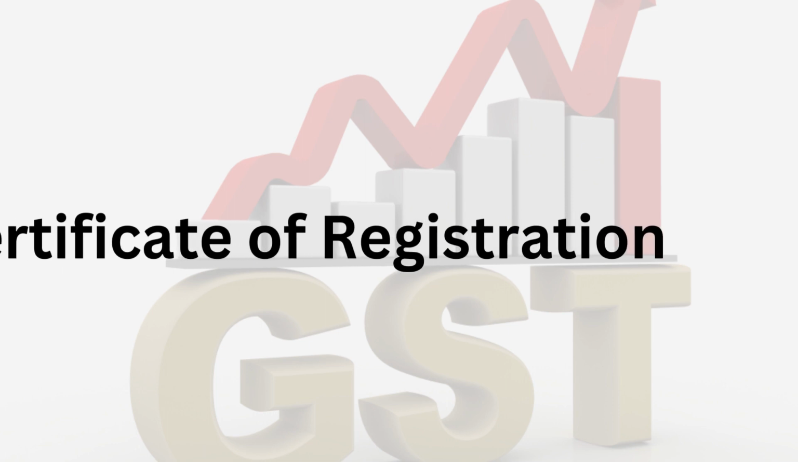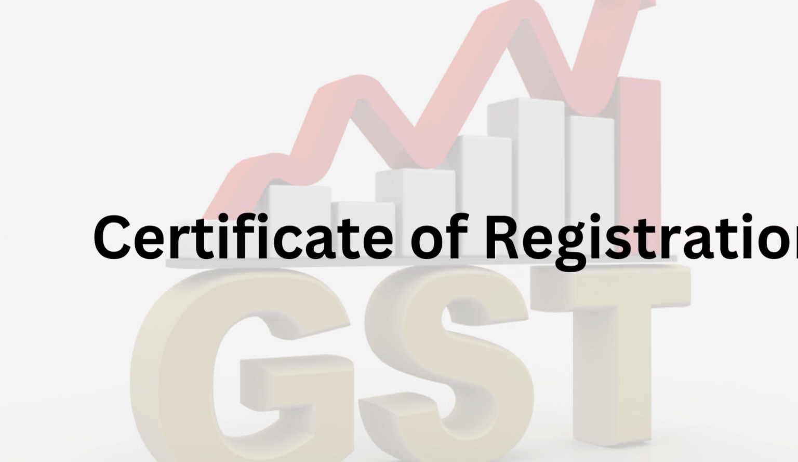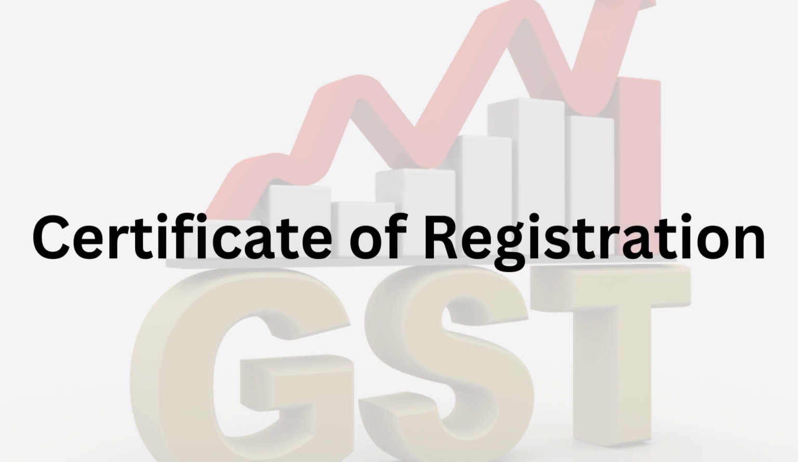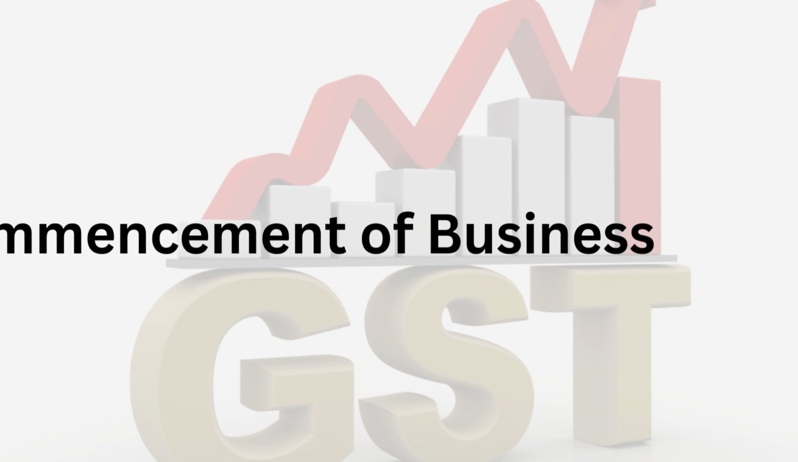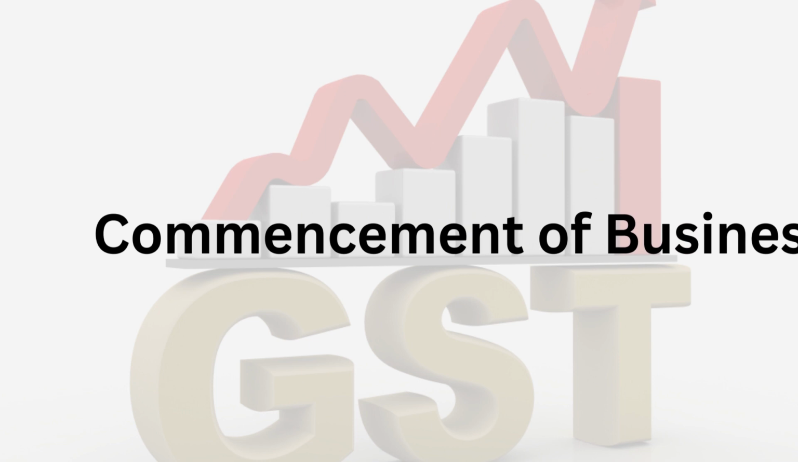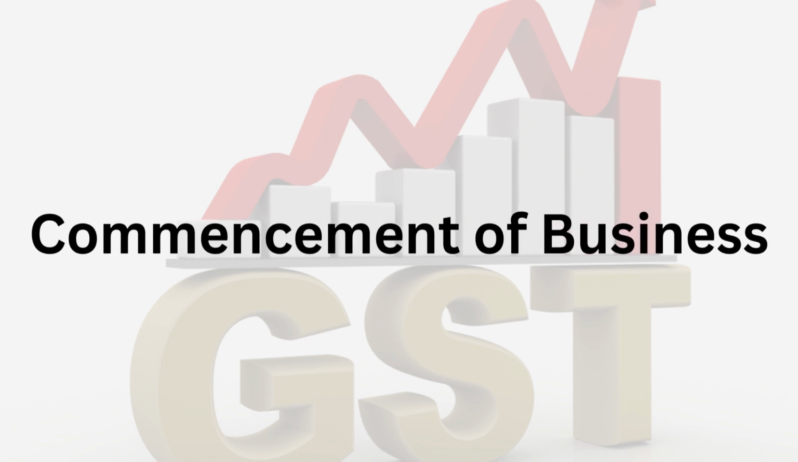Next, you will get a certificate of registration. If your application is approved, you will receive the certificate of registration through the GST portal. This certificate serves as proof that your proprietorship is now a registered entity under GST. Next is commencement of business. After obtaining the GST registration certificate, you are authorized to start business operations with the benefits and obligations that come with GST compliance.